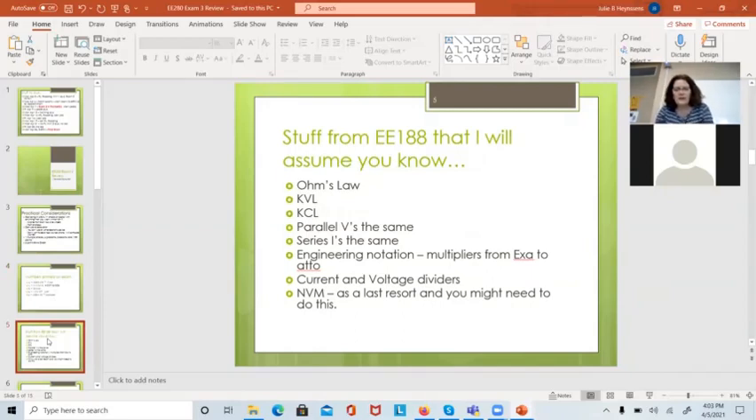Stuff from EE280, I'll expect you to know. Ohm's law, KVL, KCL, parallel voltages. Things that are in parallel have the same voltage. Things that are in series have the same current. Engineering notation, know those multipliers from EXA to ATO. They show up in the calculations occasionally, some of them more so than others. Be able to use current and voltage dividers. Node voltage method as a last resort, it always works.